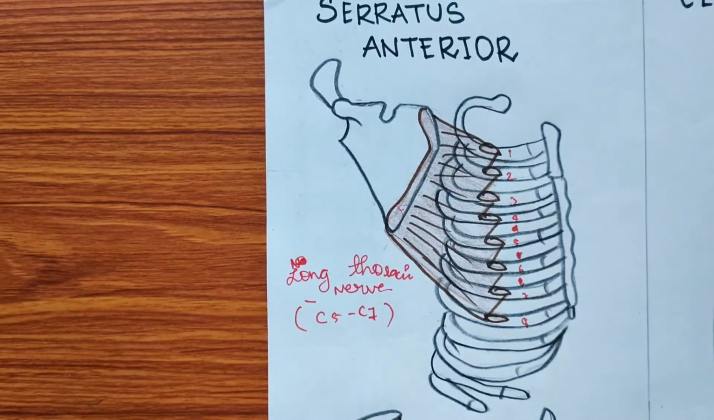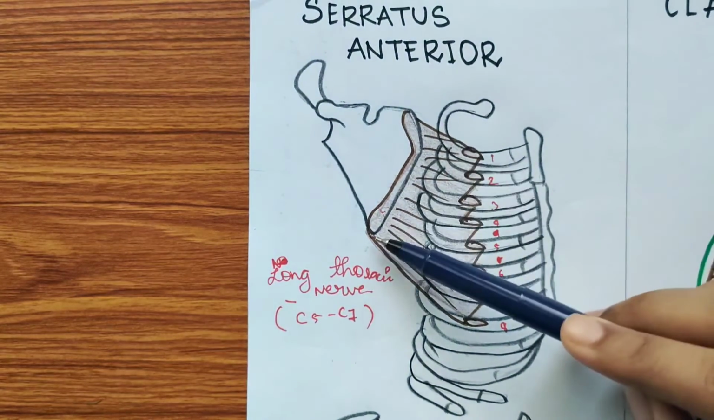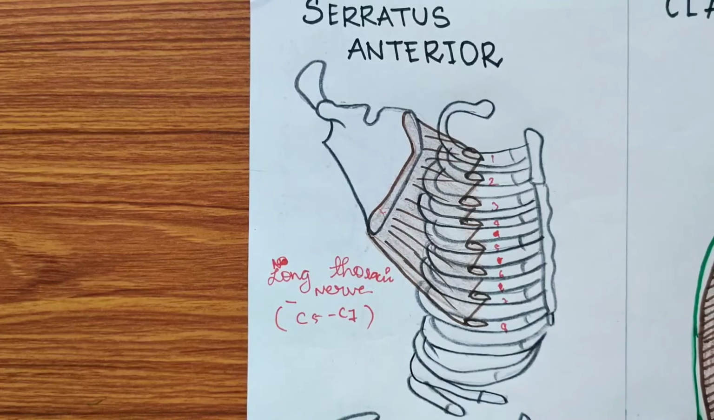Now we'll see the actions of the serratus anterior. So its first action is protraction of the scapula. So protraction refers to the forward movement of the scapula. Therefore, it is also known as the boxer's muscle. Another action is maintaining a firm contact of the scapula with the thoracic wall.